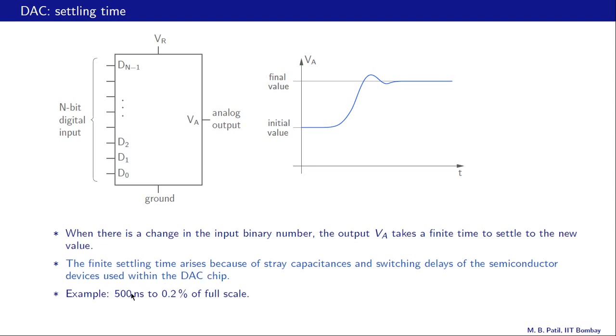Okay, now this is how the settling time is specified in a data sheet. For example, 500 nanoseconds to 0.2% of full scale. Let us see what this means. Let's say our initial value corresponding to our initial binary number is 1 volt, and the final value corresponding to the new binary number is 2 volts. So our VA has to change from 1 volt to 2 volts. Suppose our full scale is 10 volts, and 0.2% of 10 volts is 20 millivolts. So that means to go from 1 volt to within 20 millivolts of 2 volts is going to take 500 nanoseconds. So that is what this specification means.